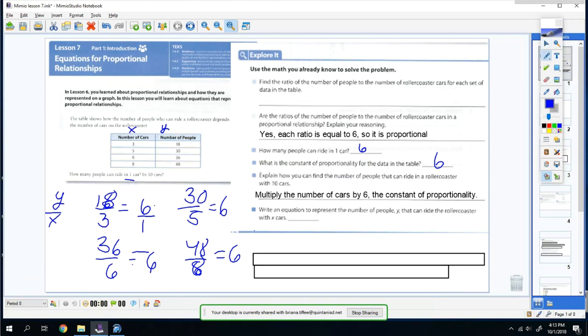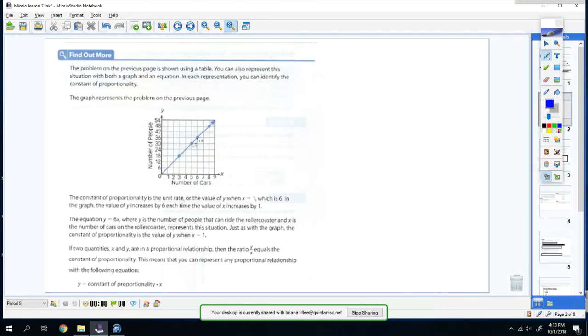So my equation would be y is equal to 6 times x, because if I take any x and multiply by 6, it gives me the number of people. That's it. Okay, so let's find out more.